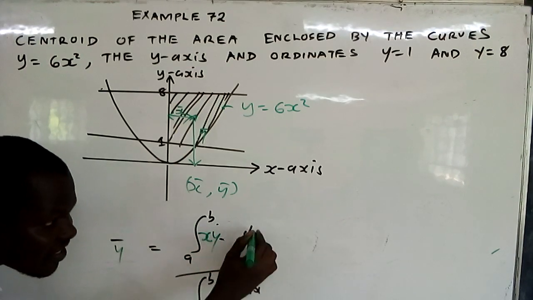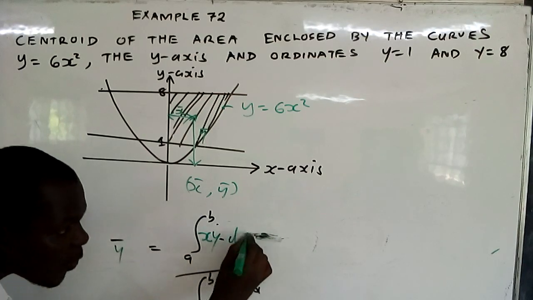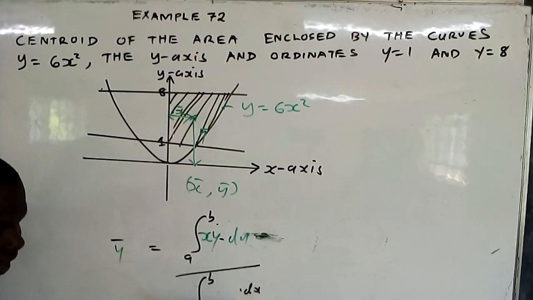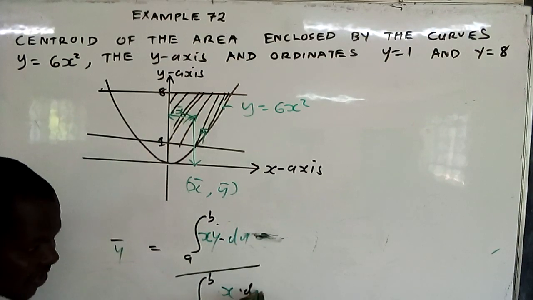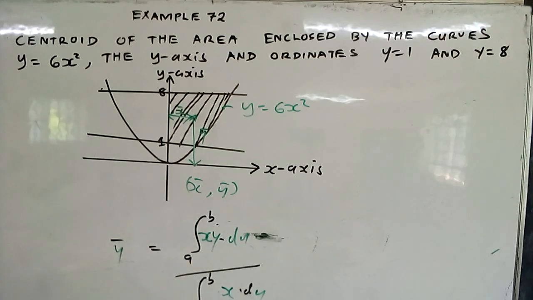It means here we have x, we put y. So it is x, y, dy. Here we have y, we put x. Here we have x, we put y. Have you seen? Have you seen the explanation I wanted to make?